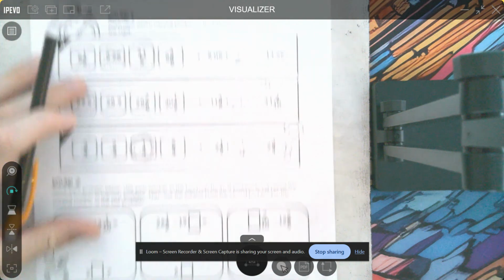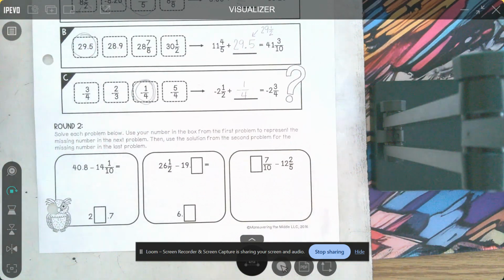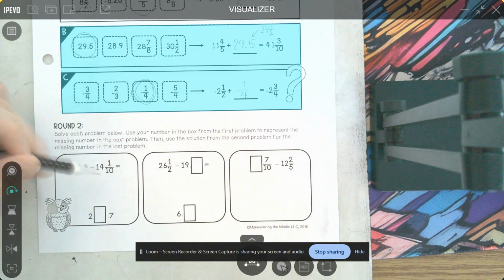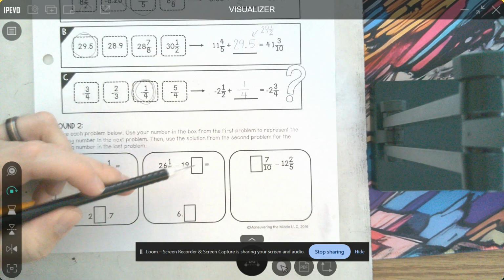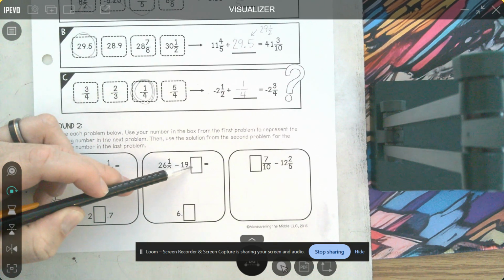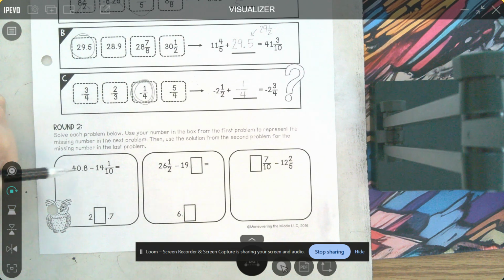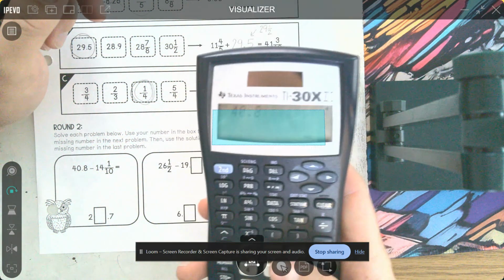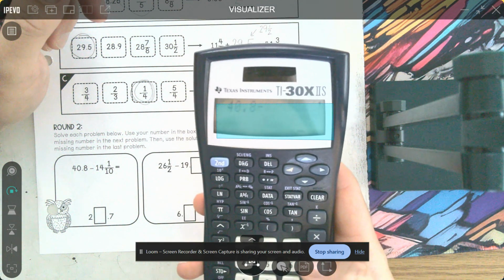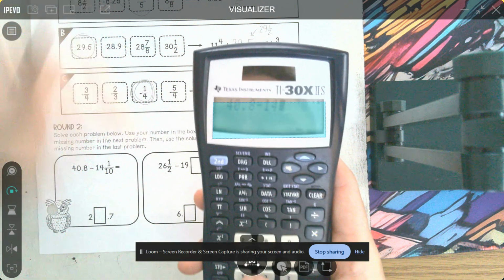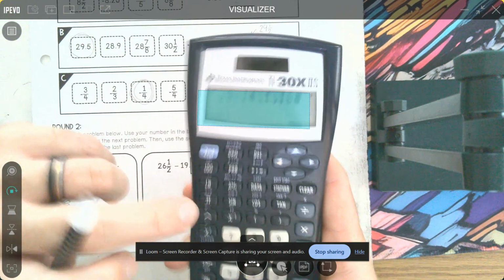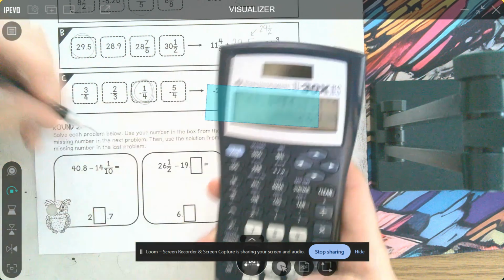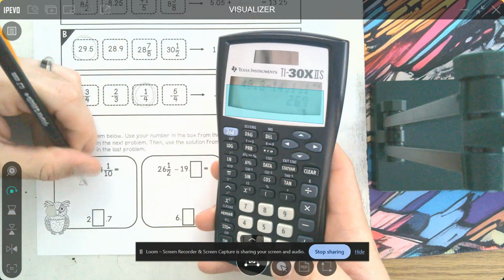Moving on to round 2 of the mathematical bee. We need to find our answer here. We're going to use the answer from this box and put it in the second box here to find the answer. So here we go. 40.8 minus 14 1/10. Let's put it in our calculator. 40.8 minus 14 1/10, and you get 26.7.